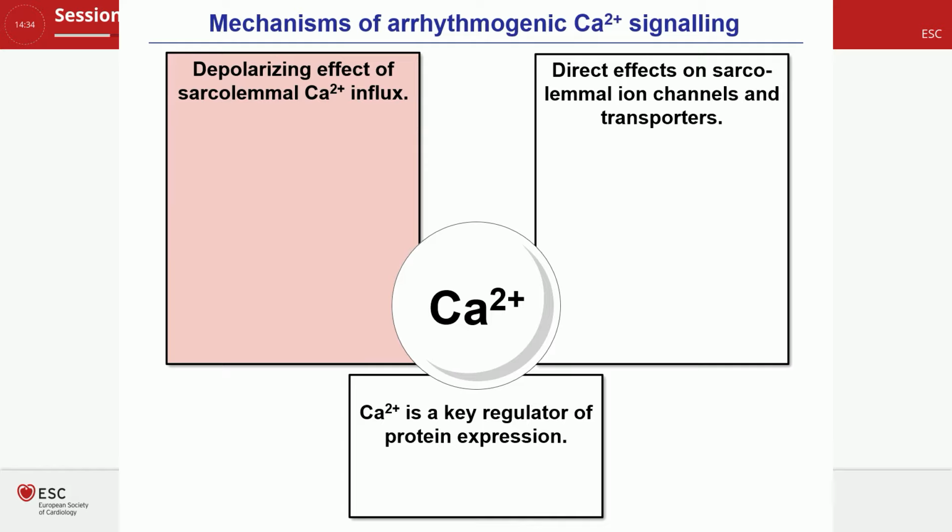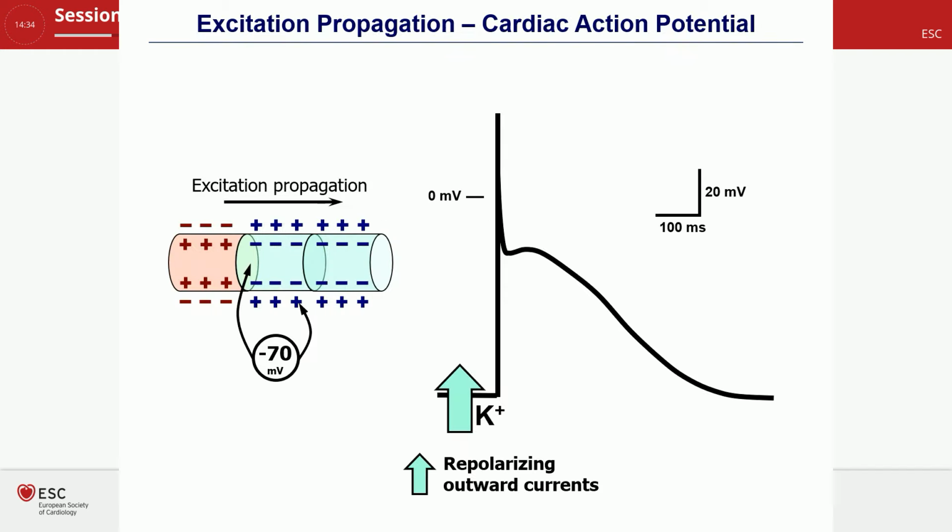So first of all, the depolarizing effect of sarcolemmal calcium influx. Katja already nicely introduced the cardiac action potential. I also have a slide for that because I'm a cellular electrophysiologist. You can see here a typical, in this case, atrial action potential. This is measured, for example, in three cells: you have two resting cells and one cell which is excited. So you have like a screenshot of an excitation which propagates through these cells.